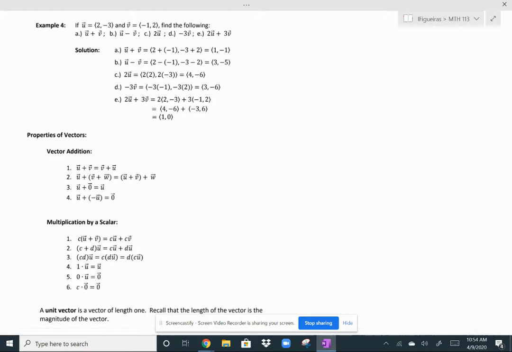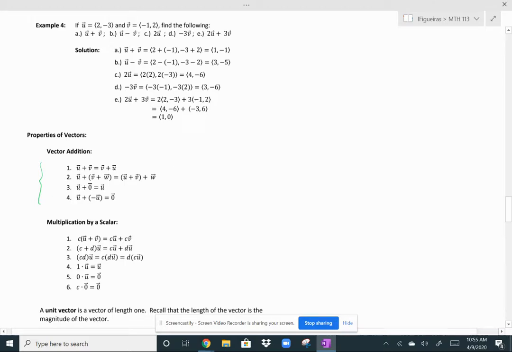Okay, so here are some other properties that are helpful to know. So the first few should look familiar to you. So the first one says that vector u plus vector v is the same as vector v plus vector u. That's like your commutative property for a lot of things that you do in algebra. The second one says that vector u plus the sum of vector v plus vector w is the same as the sum of vector u plus vector v plus vector w. So the second one should remind you of the associative property.